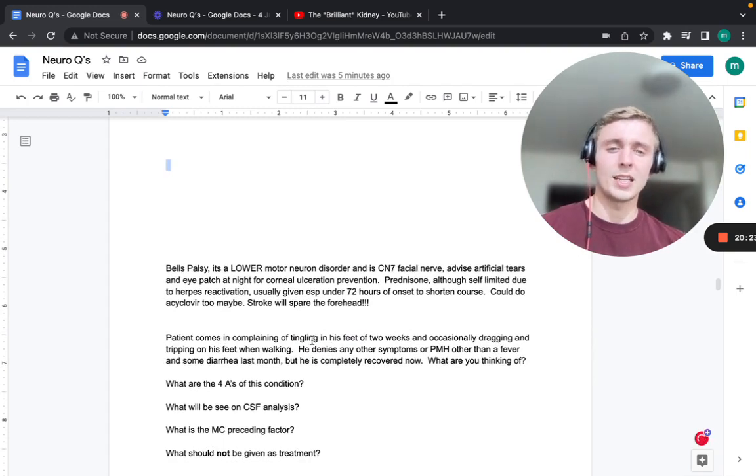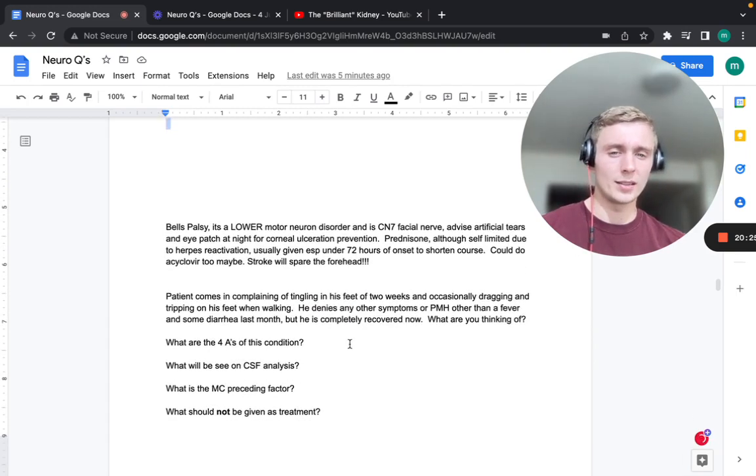Patient comes in complaining of tingling in his feet of 2 weeks and occasionally dragging and tripping on his feet when walking. He denies any other symptoms or past medical history other than a fever and some diarrhea last month, but he states this is completely resolved now. What are you thinking of?